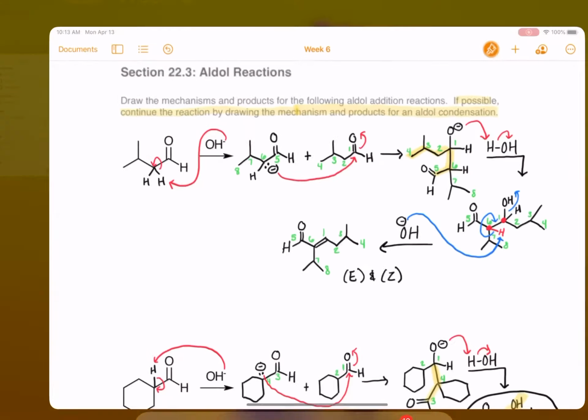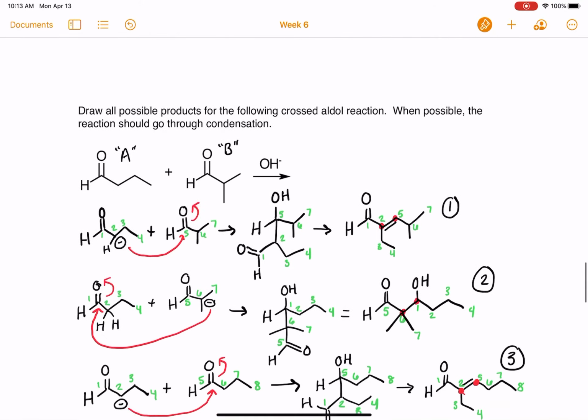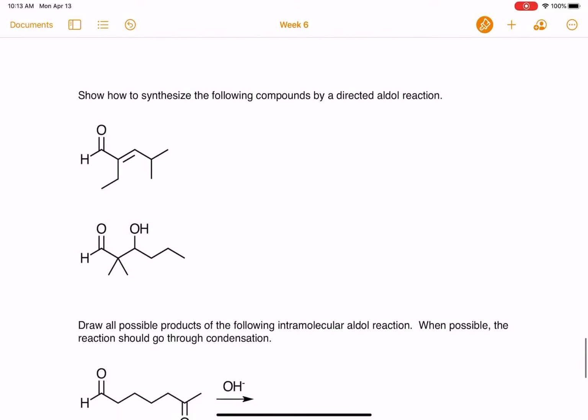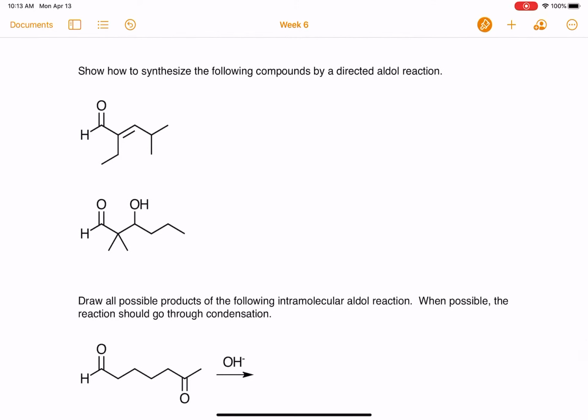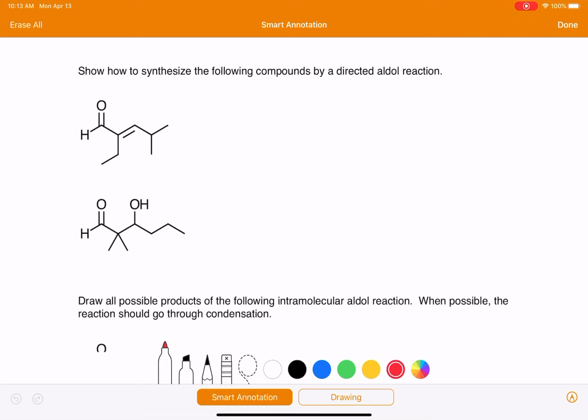Let's go to our worksheet. We're still on this 22.3 worksheet. And what we're going to do on this worksheet is kind of like a retrosynthesis thing. So we're going backwards here. We are looking at how we could make these compounds through a directed aldol reaction. So we have to retrosynthesize. What aldehyde and what aldehyde do we need to mix together to get this particular product?